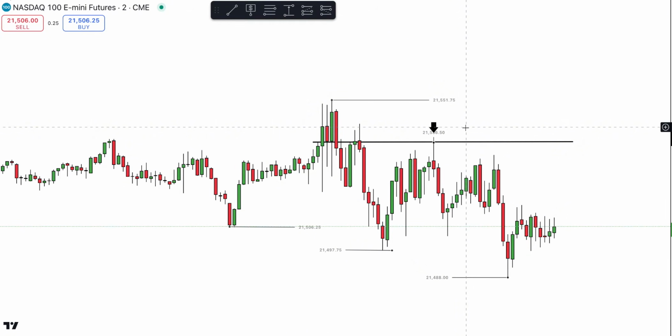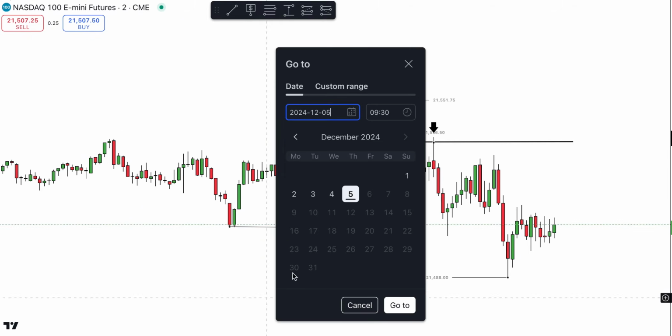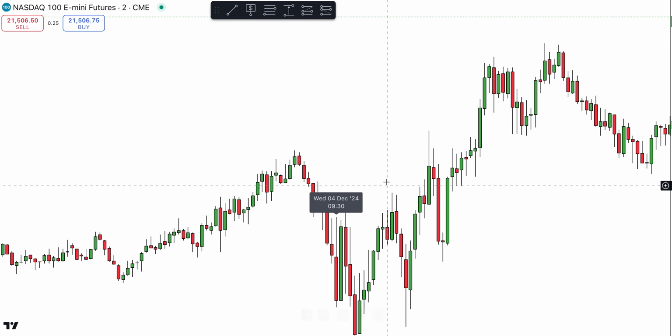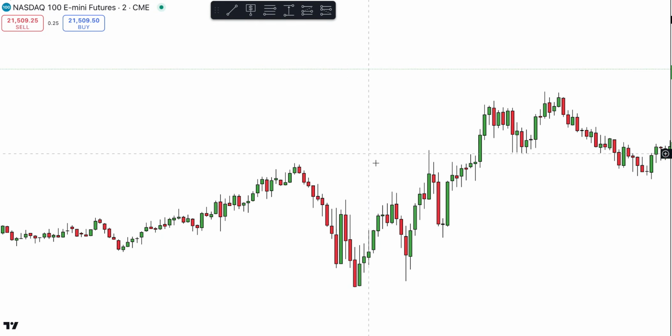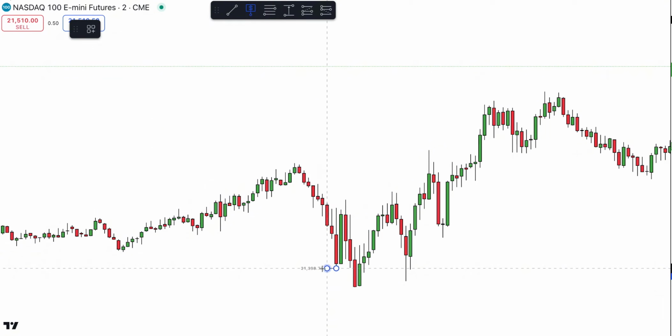So now let's go and see what this looks like. The same setup, but in an uptrend and around the same time. So let's go to the previous day. This is December 4th, okay? So we can see that the market was in a downtrend.